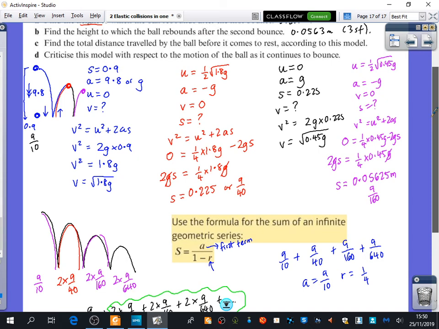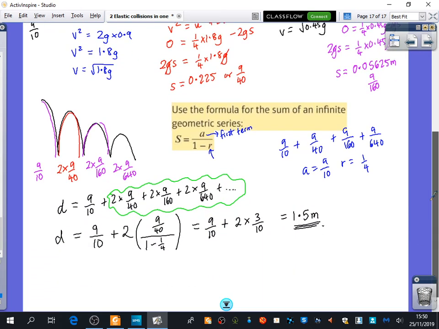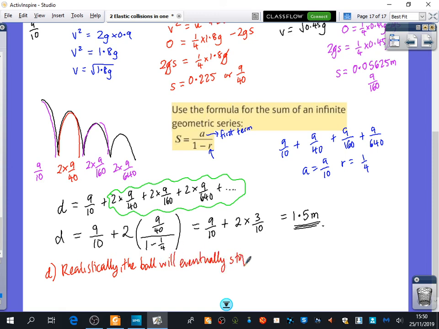Last thing that it says is criticise this model with respect to the motion of the ball as it continues to bounce. We could say, which I think you said at the very beginning of this, a ball will eventually come to rest. Yeah. This model predicts it will never come to rest, okay? So realistically, the ball will eventually stop bouncing and come to rest. The model doesn't predict this. That it will never stop bouncing.